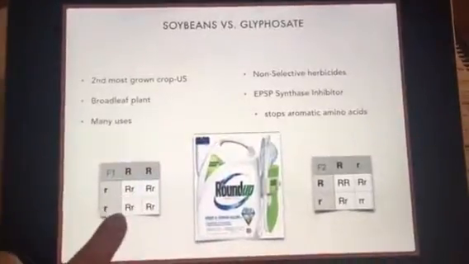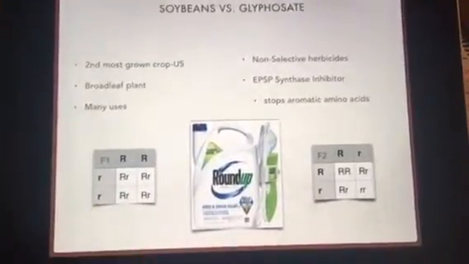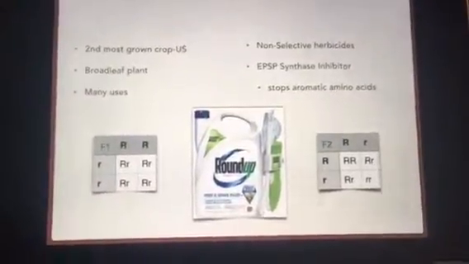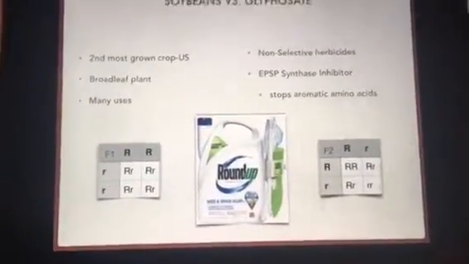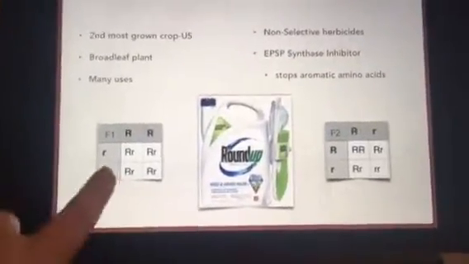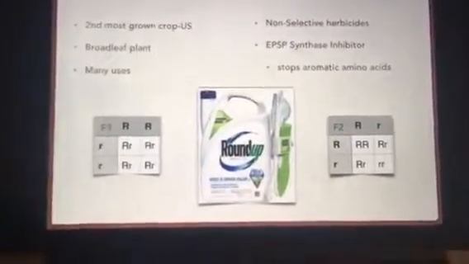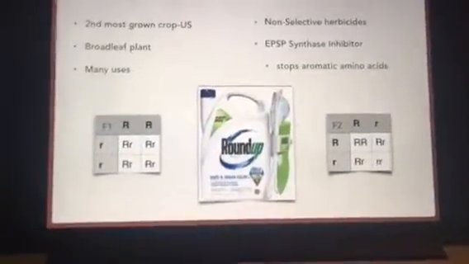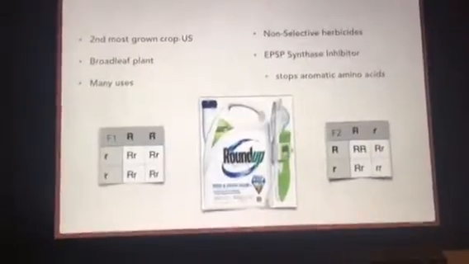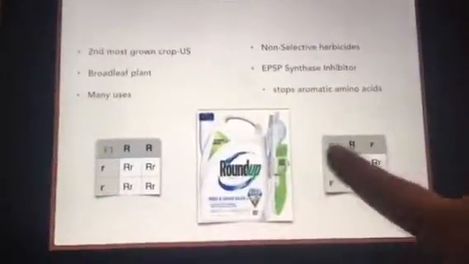My first Punnett square over here would be the first generation, where the dominant genes are my plant with the transgenic gene, and my little r is the conventional soybeans. So if we were to cross 2 plants of the F1 generation, we would have this Punnett square over here.